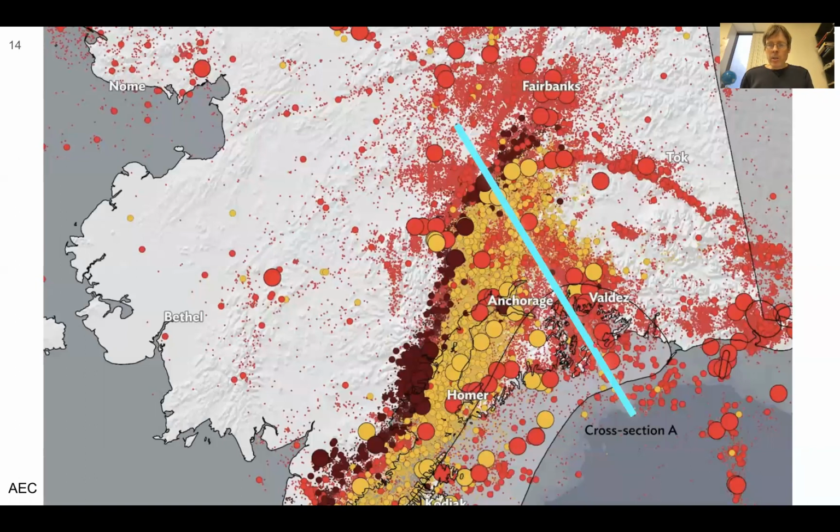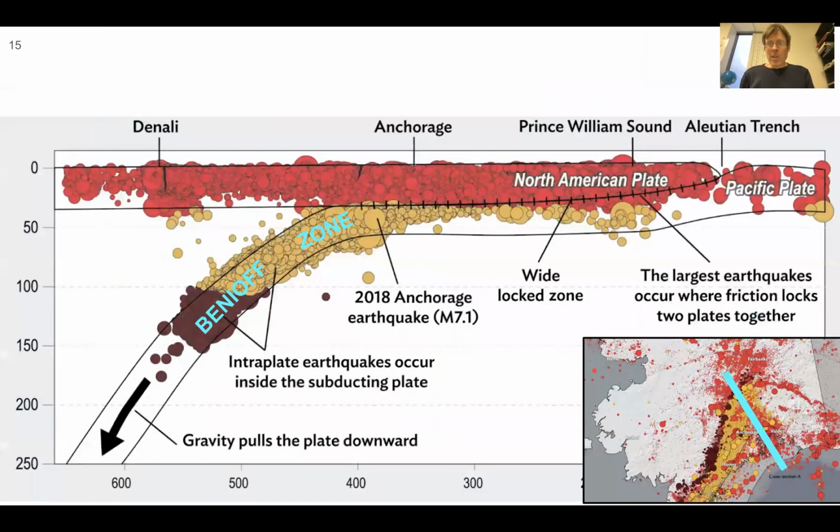Here's another cross section. This is pretty much through Anchorage in a very different area. You get some sense of how varied subduction zones can be. So in this area you have what's called a flat slab. It's just kind of peeled underneath the North America plate. The Pacific plate comes in and it says wide locked zone. There's Anchorage, and then here it comes away, and this would be the Benioff zone.